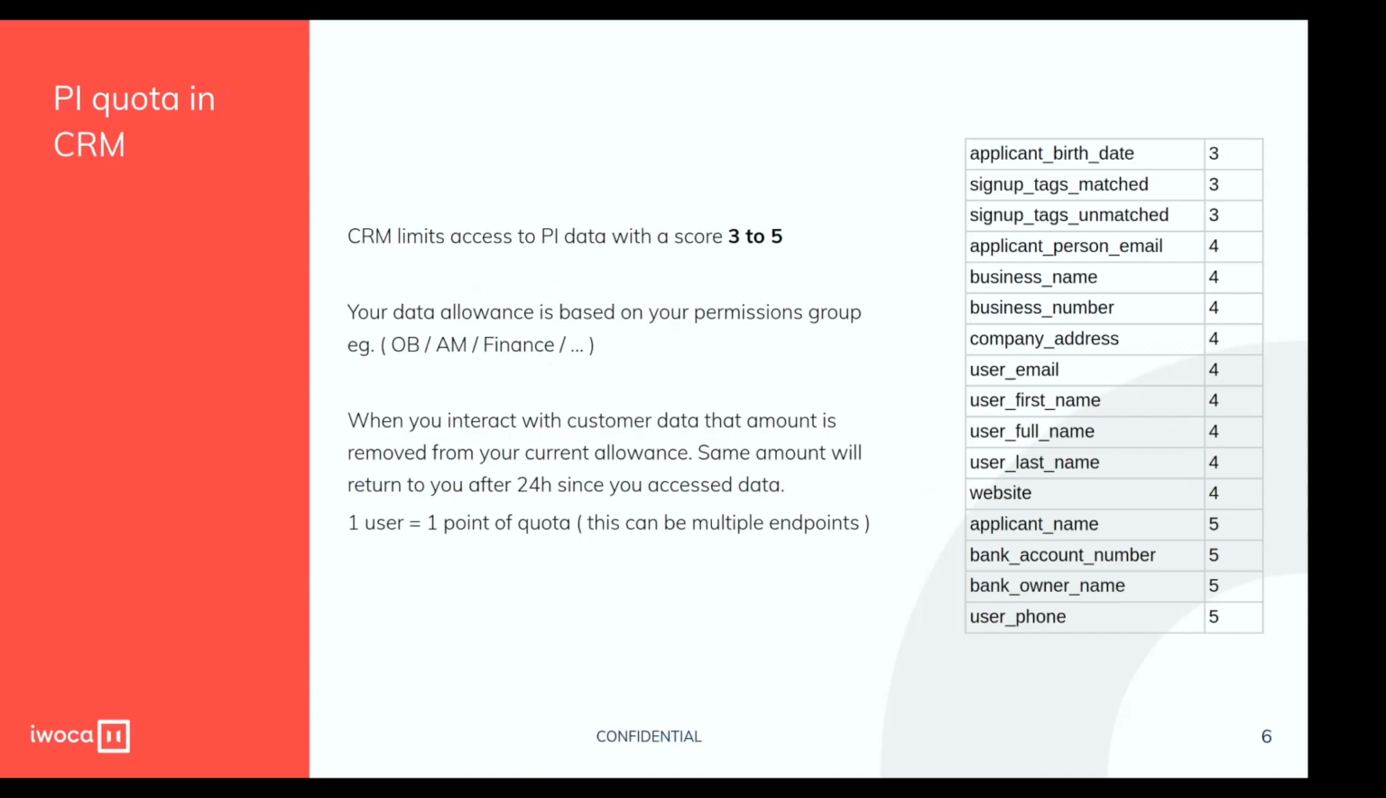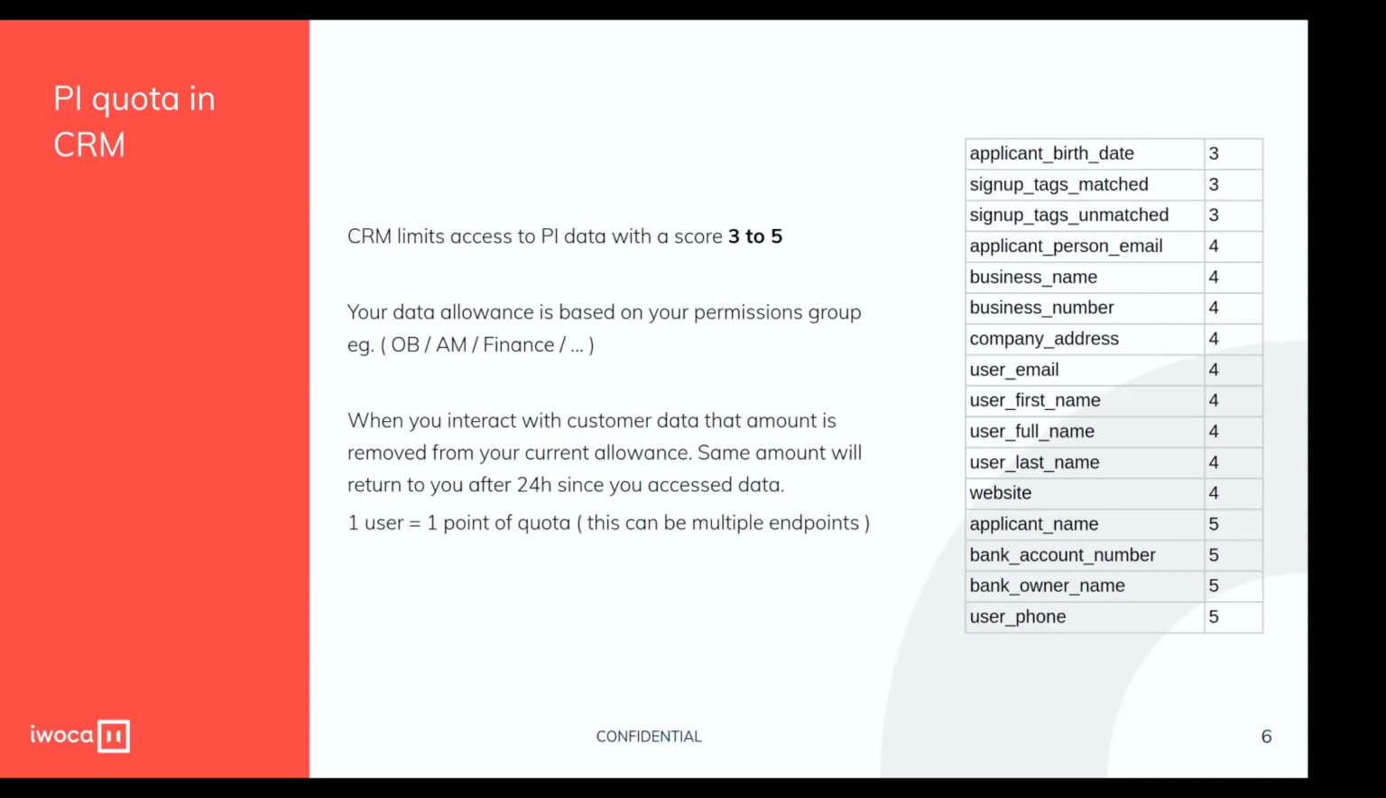Every point of data we have on a customer has a PI data score, and 3 to 5 is considered sensitive to the level where we limit access to it. So, for example, if you are an onboarder, you may have access to, let's say, 500 customers' worth of data. If you open a customer, you will see a bunch of things, and it counts as one.